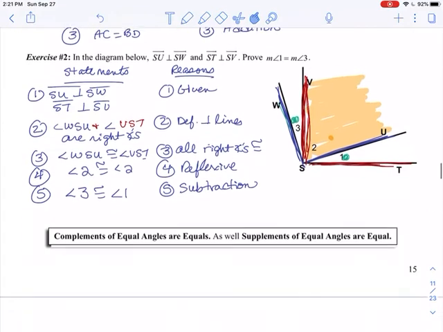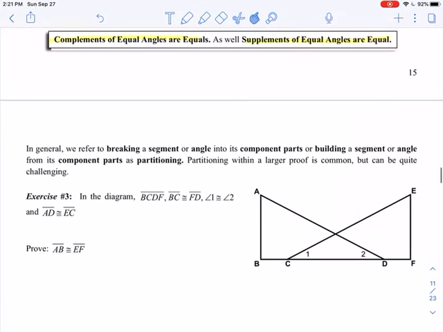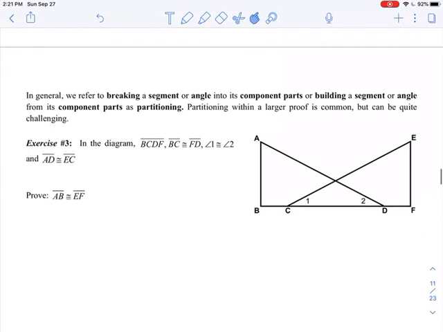We're not going to do it here, but just to mention to you guys, it will probably come up, but not often, is that complements of equals are equal. So if I have two angles that are complementary, the complements of equals are equal, and the supplements of equals are equal. All right. Flip over to the next page.